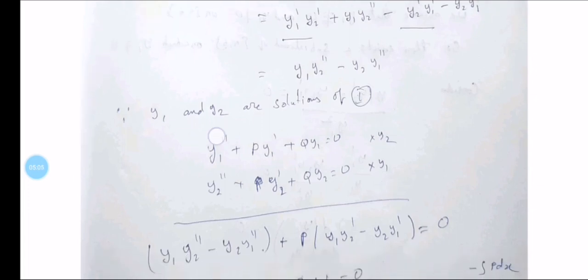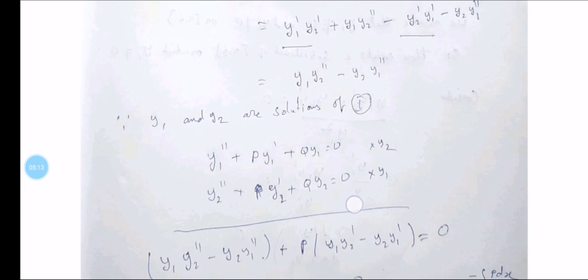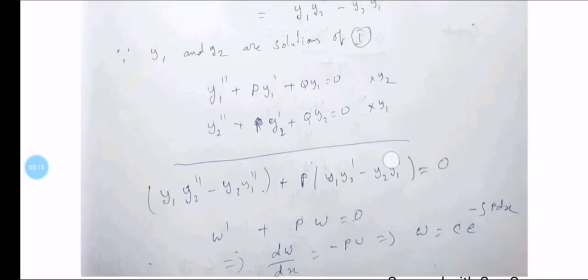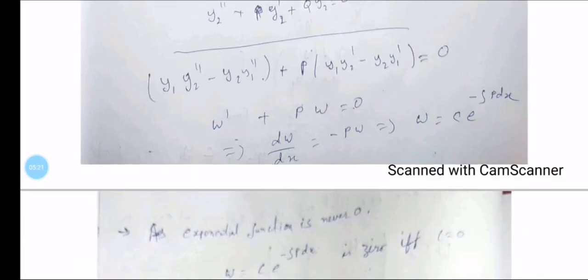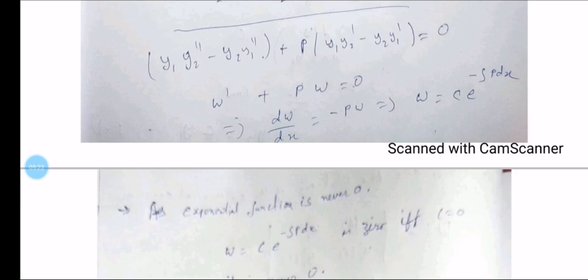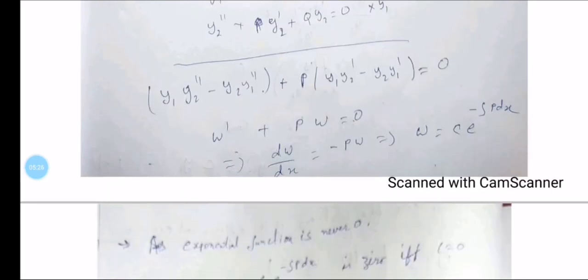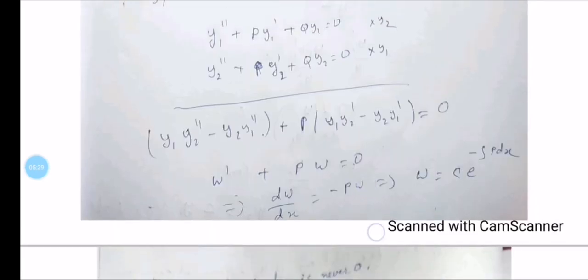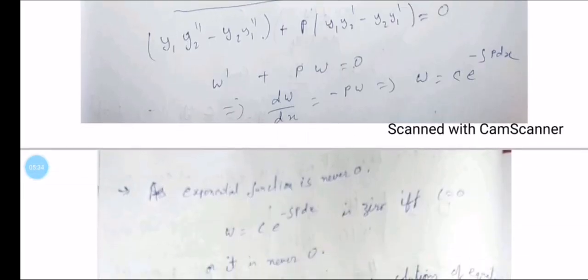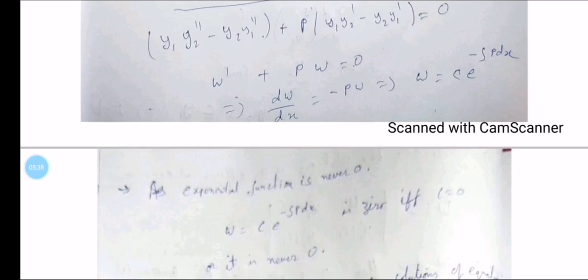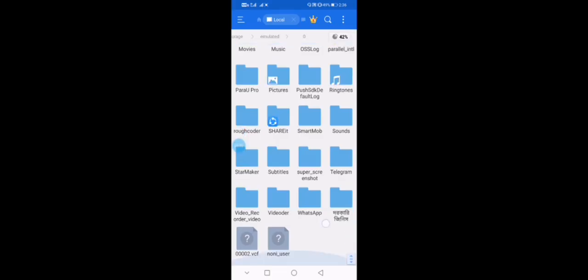See, y1 and y2 are two solutions of the given differential equation I. So y1 and y2 both will satisfy the given differential equation. So just subtract these two equations and we will get this, and we can write it as W' = -pW. So dW/dx = -pW. So W we can write as c e^(-∫p dx). So there is a solution.